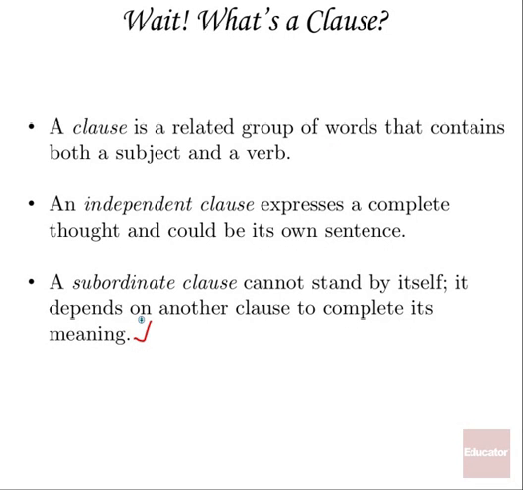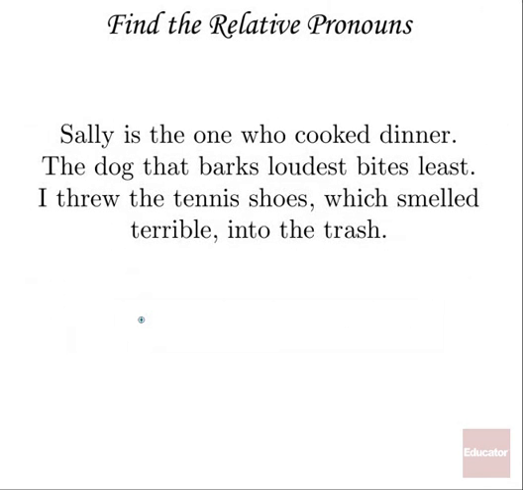So, we're going to look at some examples of that. See if you can find the relative pronouns from that earlier list in these sentences, and we'll see how subordinate clauses actually work. Sally is the one who cooked dinner. The dog that barks loudest bites least. I threw the tennis shoes, which smelled terrible, into the trash. Take a good look. Pause the video if you need to.